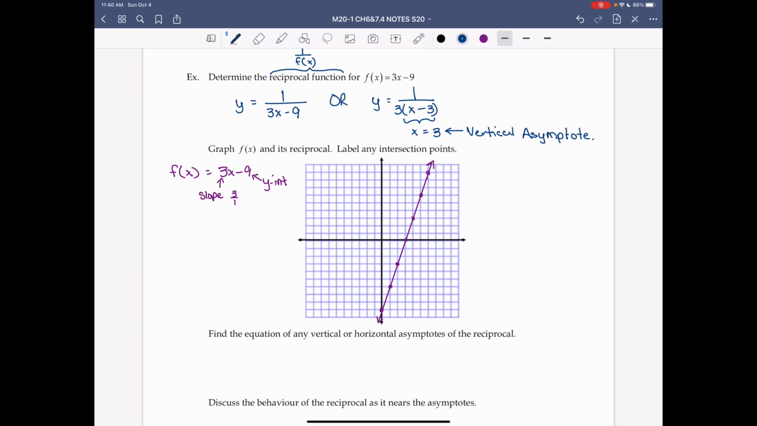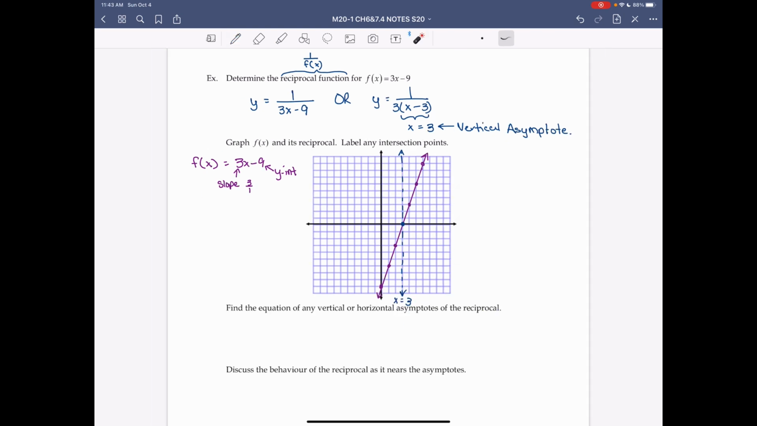Then let's draw the reciprocal function. We know that it has a vertical asymptote at x equals 3. So we draw a dotted line at x equals 3. Wherever your original function has an x-intercept, there's going to be a vertical asymptote for the reciprocal function. So in this case, the only x-intercept is at x equals 3, that's our one vertical asymptote here. We're also going to have a horizontal asymptote at y equals 0.